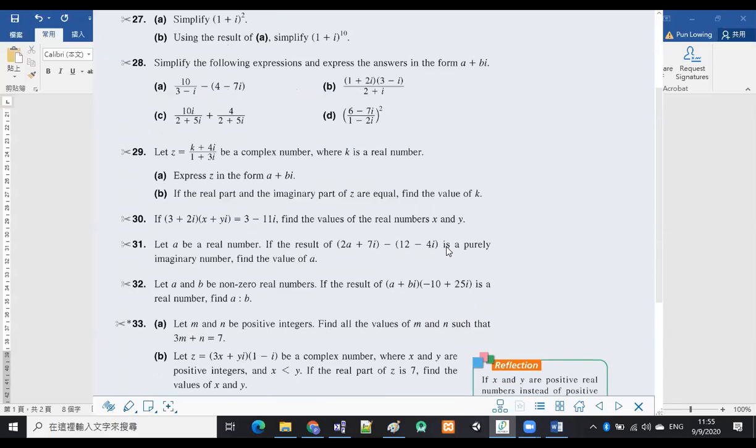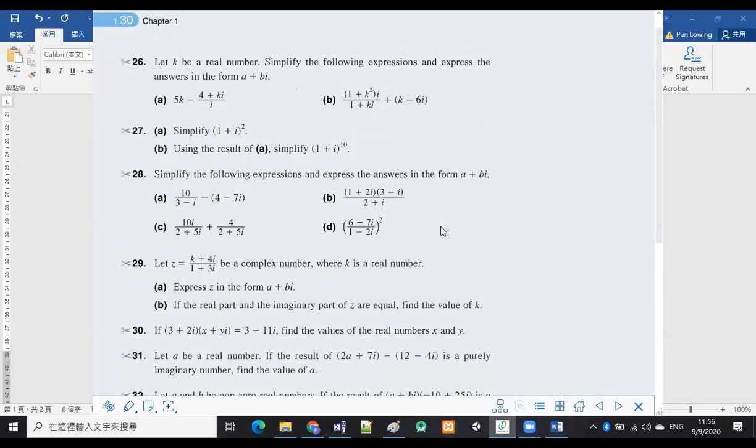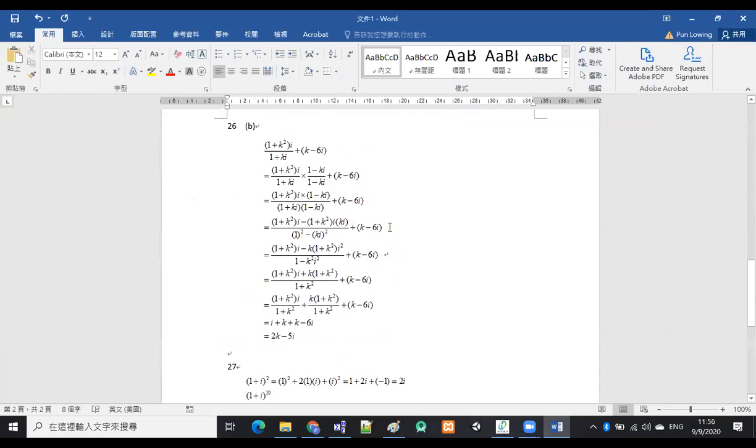How about 28? Have you done 28? 嗱，28題就純粹計數嘅啫，小心啲計就得㗎啦。26 boy. Okay, so I have typed 26 boy here. Can you see this?